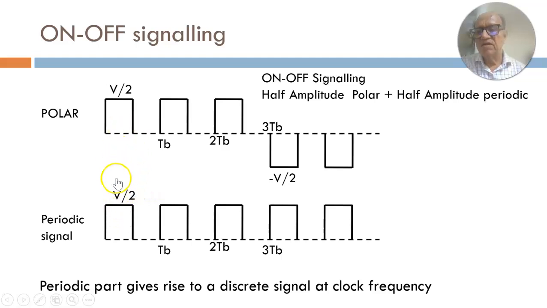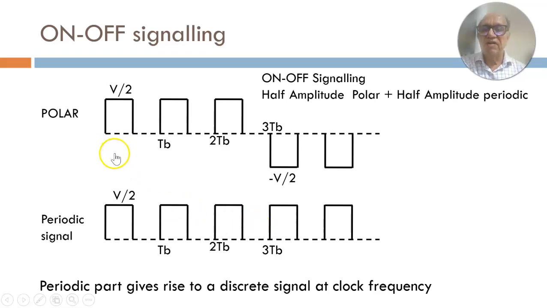V by 2 plus V by 2 will give you a pulse which is V, again V, V. Now this is V by 2 and this is minus V by 2, so you'll get 0 here. And here again you will get 0. So adding half amplitude polar signal to half amplitude periodic signal, which is positive pulses, gives you on-off signal.